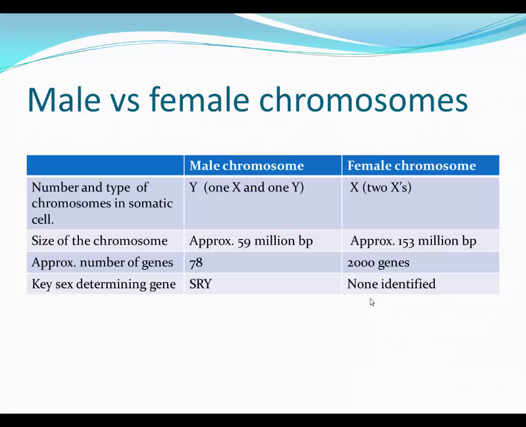Comparing the pair of 23rd chromosomes, or sex chromosomes, we find that in this table, males have an X and a Y, whereas females have two X's. The size of the male Y chromosome is much smaller than the female X chromosomes and contains very few genes. Indeed, you can see this in the table.